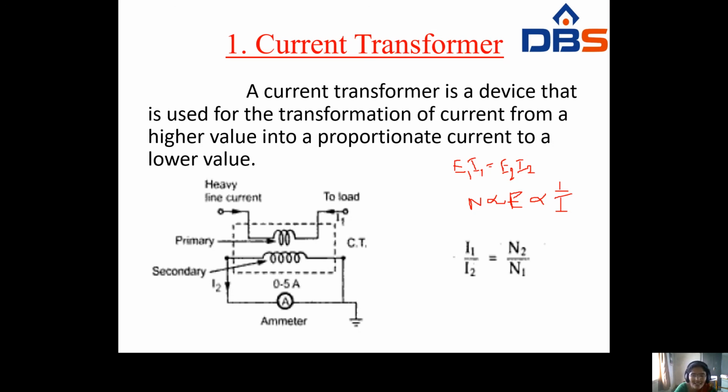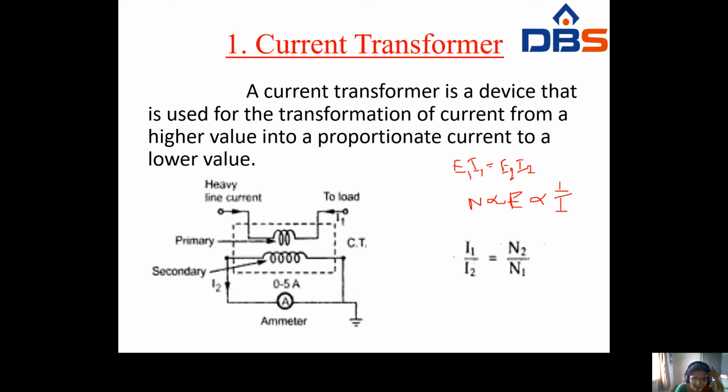A current transformer is a device that is used for the transformation of current from a higher value into a proportionate current of a lower value. So why do you use the current transformer? For the transformation of current from a higher value into a proportionate current of a lower value. So this is the current transformer.